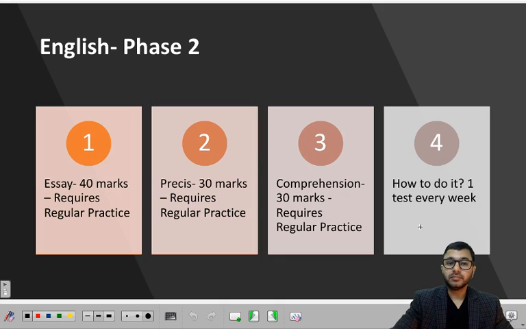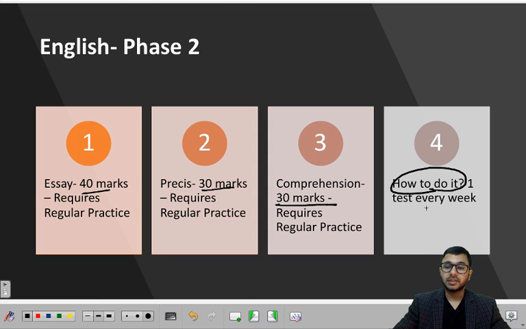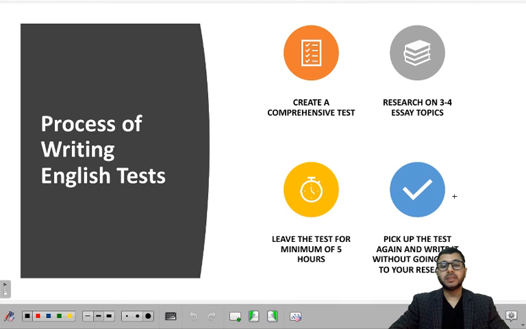English Phase 2, how exactly do you prepare? Essay 40 marks, précis 30 marks, comprehension 30 marks. All these three areas require a lot of practice, as much practice as possible. How to exactly practice, that I have to explain to you. One test every week is something that you can start following.